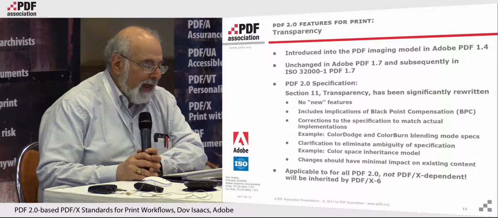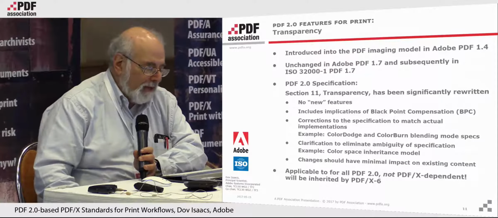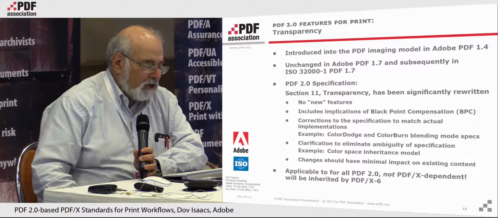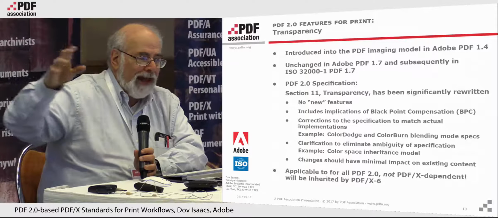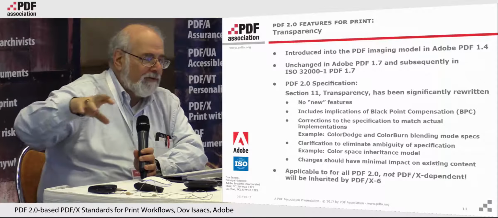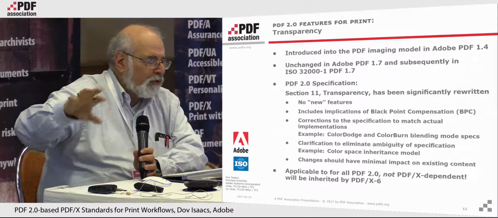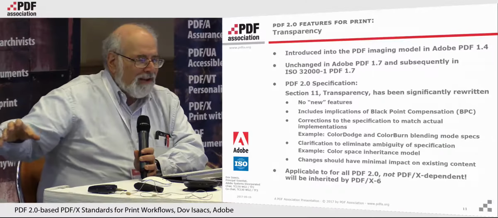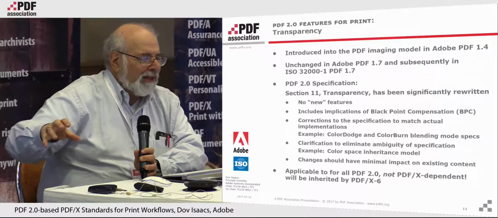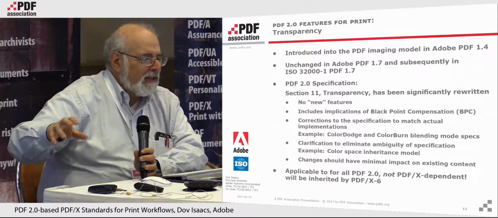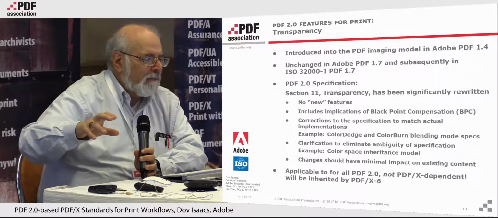Clarification to eliminate ambiguity of the specification, part of which is something known as the color space inheritance model. You have a document, let's say an output intent, and you have pages that might have a page level blending space, and you have objects underneath it, groups, transparency groups. When it comes down to it, what color space do you do the blending in? So this is now very explicit in the PDF 2.0 specification.